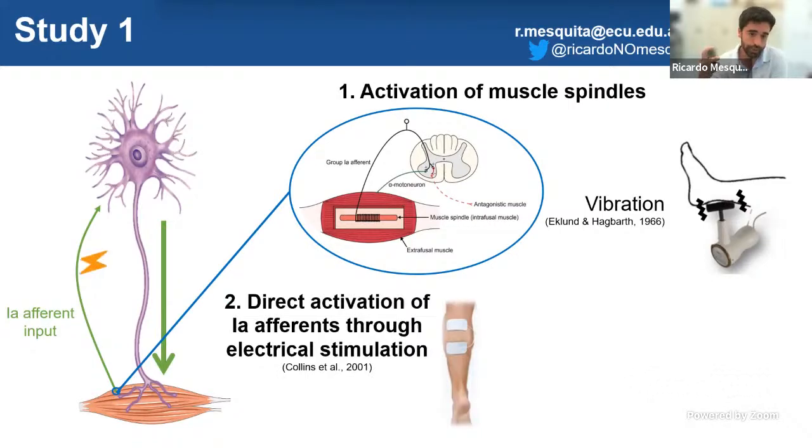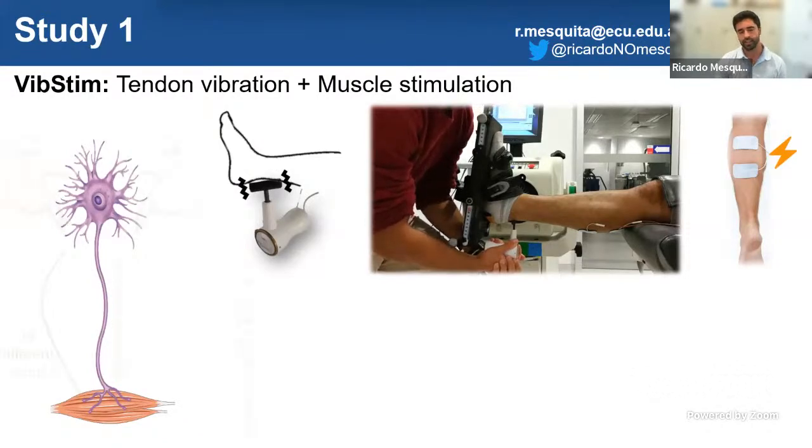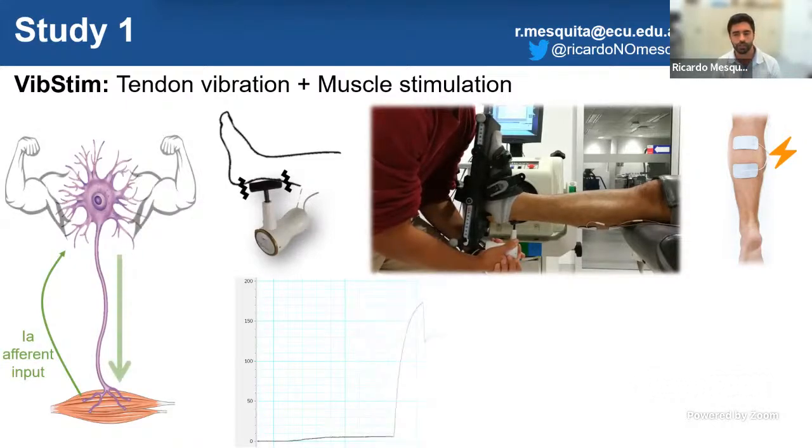Option 2 would be to do a direct activation of these sensory fibers, and we can do that with electrical stimulation. So in our lab, we use a technique that combines both options, and we called it VibStim. This technique starts with 10 seconds of tendon vibration, as you can see here in this real-time demonstration, and we deliver bouts of electrical stimulation through the skin at the same time. And during this trial, the participant is not voluntarily making any force.